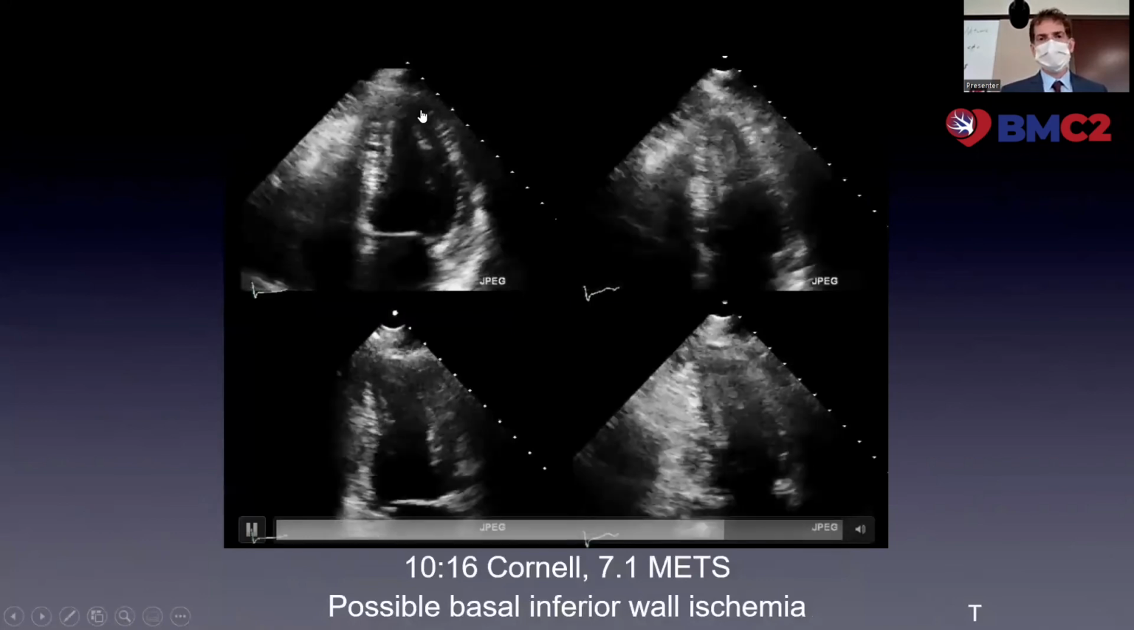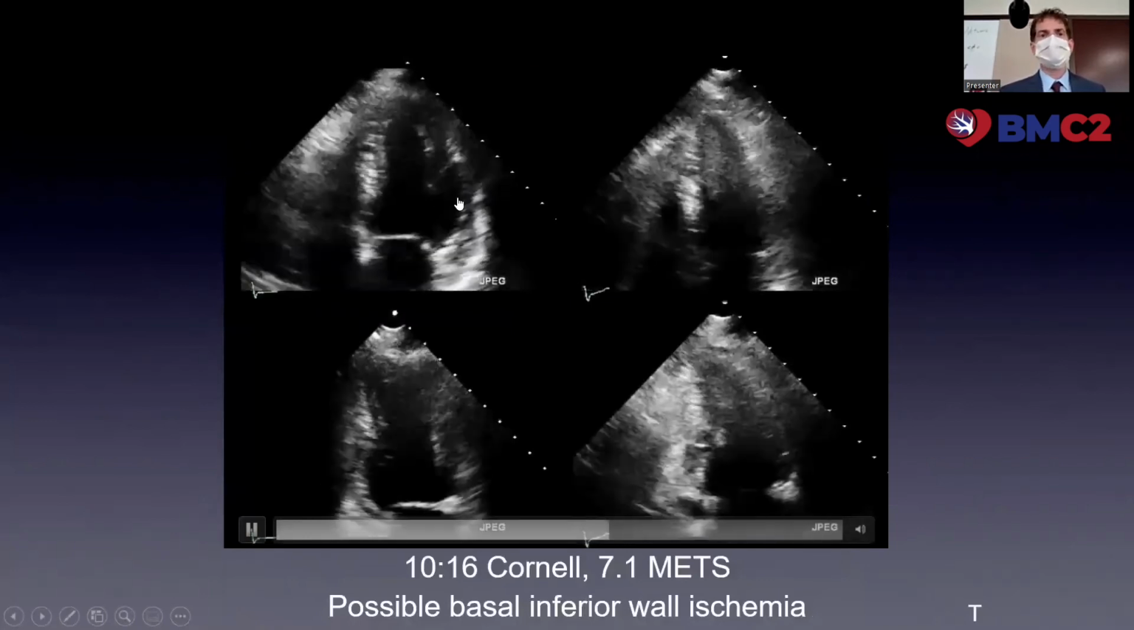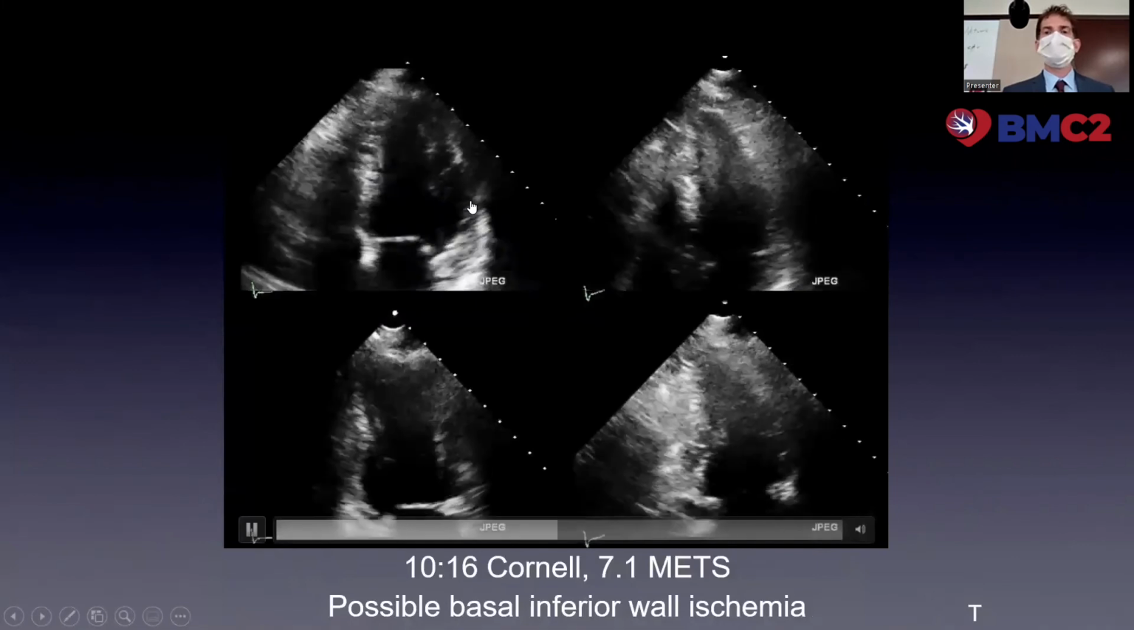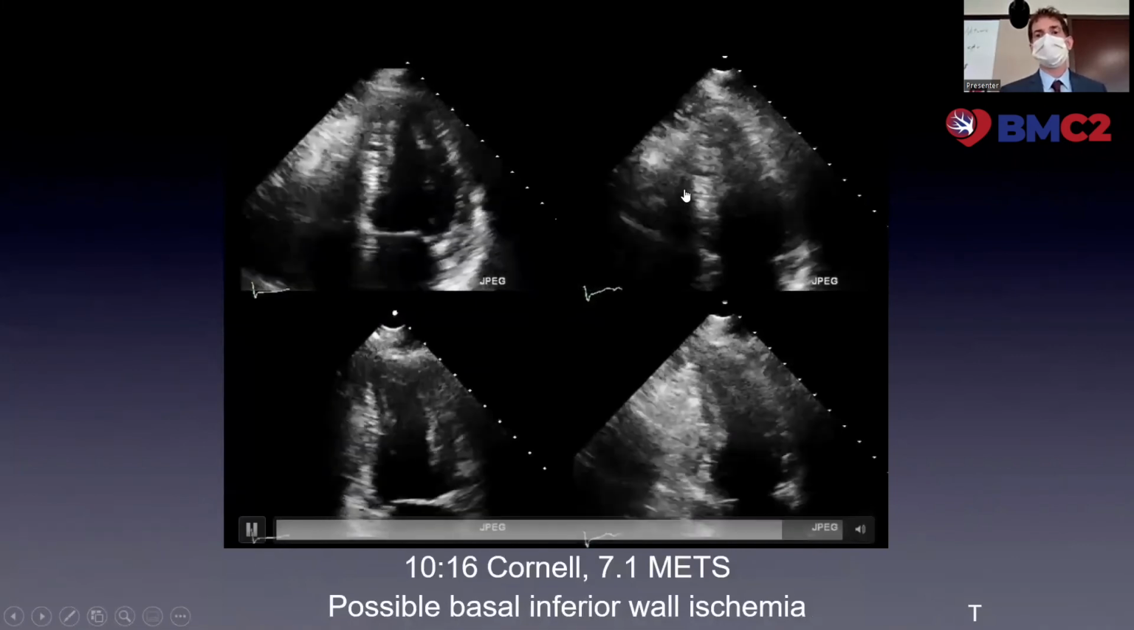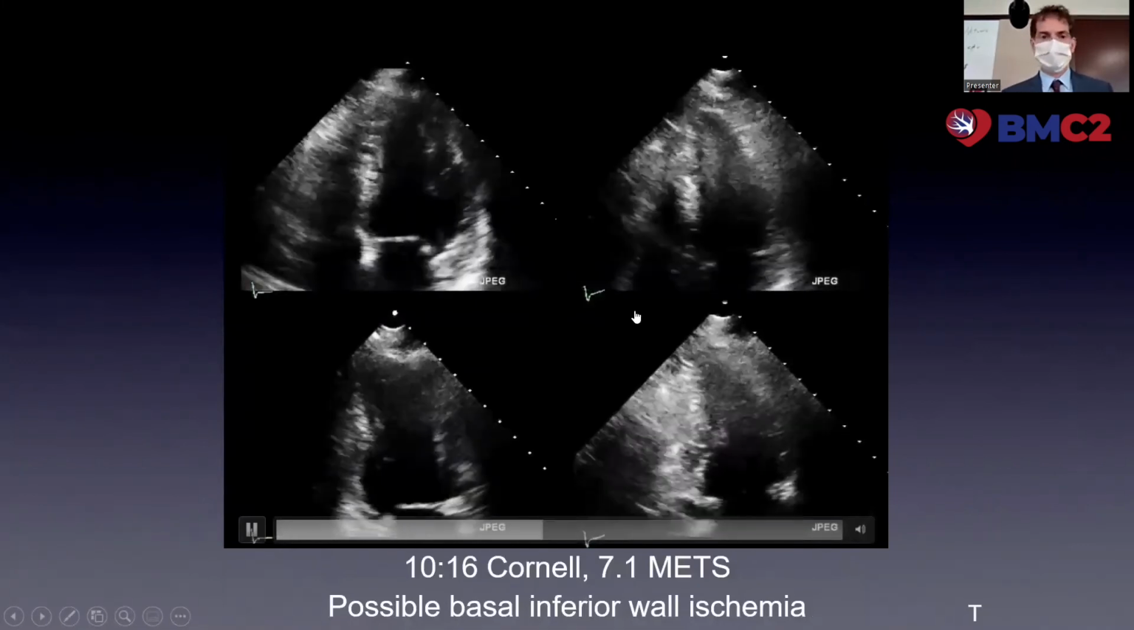Here's the other views that we get. These are two of the other walls that we look at. This is at the upper left, this is rest, and the upper right is peak stress. This looks really vigorous. The wall motion looks fine here.